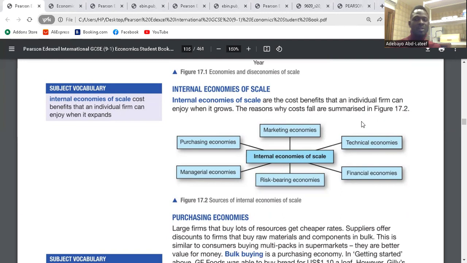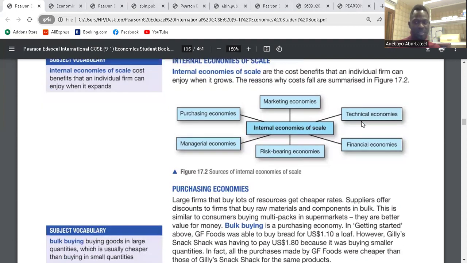The reasons why costs fall are summarized. So for internal economies of scale, it means the cost advantage you have because of your expansion. So what brings about your expansion? Do you get what I'm saying? If you have any question, please ask.